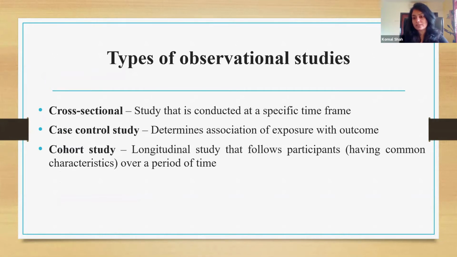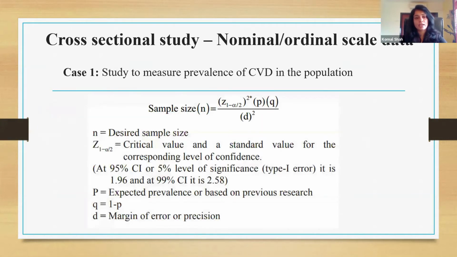The first one is a cross-sectional study. This is a study that is conducted at a specific time frame. The second one is a case control study that determines the association of exposure with the outcome. Third and the last one is the cohort study. This is a longitudinal study in which we follow the participants who share particular characteristics over a period of time. Now, one by one, we will see how we can calculate the sample size for each particular type of study.